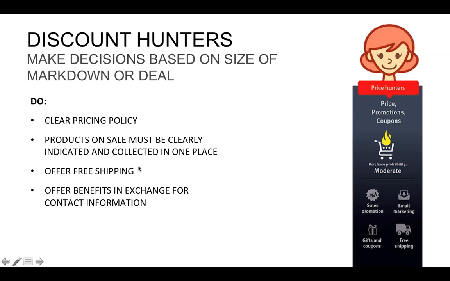And finally, the fifth type of customer that might land at your website is a discount hunter, or a price hunter, right? They make decisions solely based on the size of the markdown or the size of the deal, right? And so with those kinds of shoppers, you want to make sure that you have a clear pricing policy. They're afraid that if they buy something and it goes on sale 2 days later, that they're missing out. So have a clear return policy, clear pricing policy, because they are bottom line kind of people. They want to know exactly how much they're spending, and they don't want to spend a penny more than they have to. Products on sale should be clearly indicated and collected in one place.